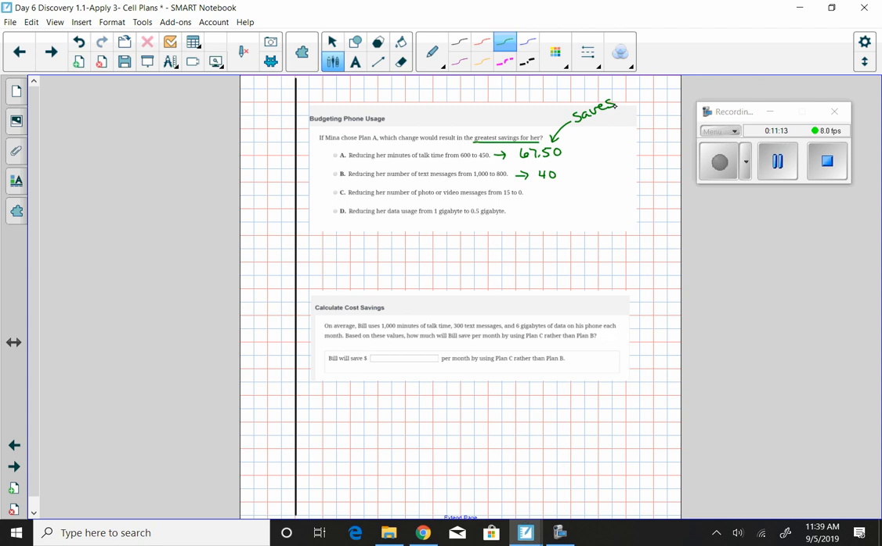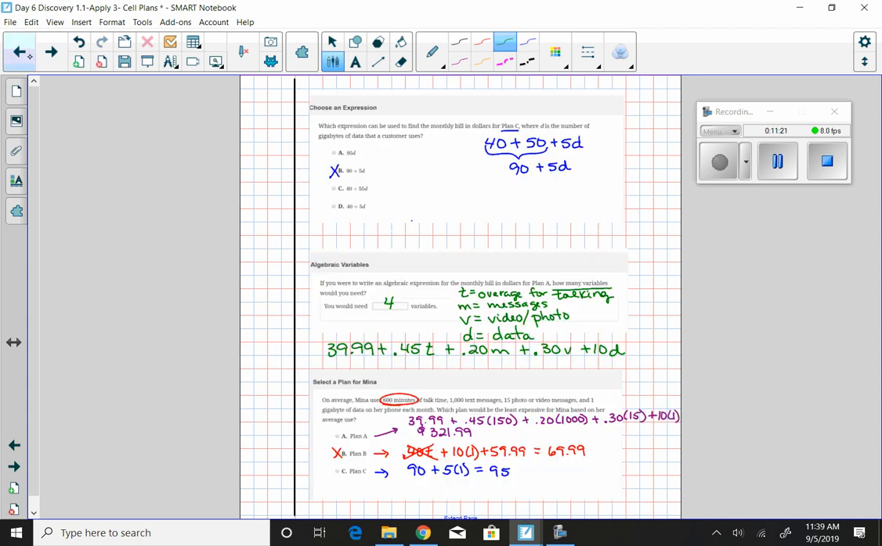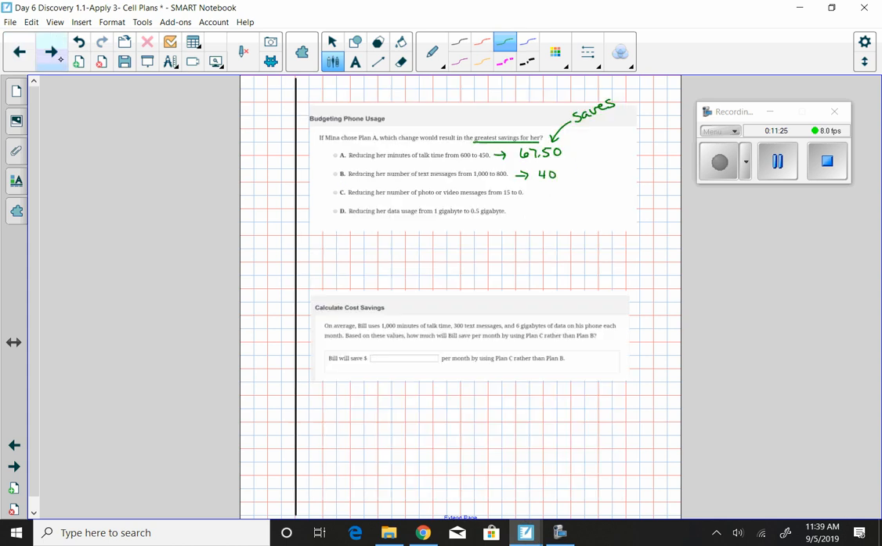So right now, it's better for her to do part A, reducing her number of photos. What if she just gets rid of photos altogether? She never takes a photo, never takes a video. She only took 15. 15 times 30 cents, 0.3 times 15. She's only going to save $4.50. Well, that's not going to help her much. What if she only did half a gig? Half a gig is only going to save her $5.